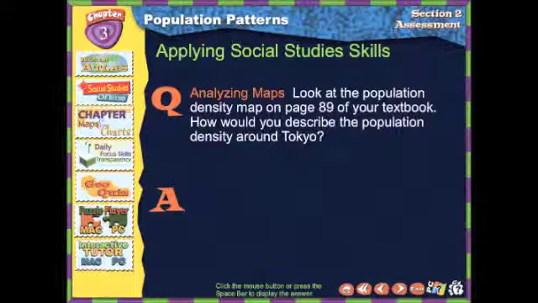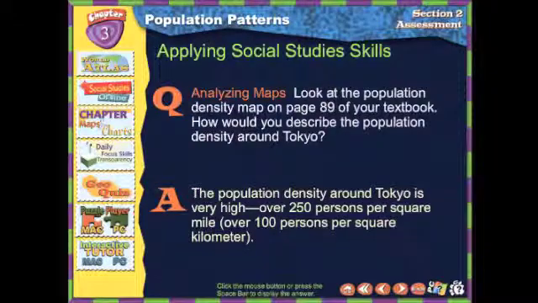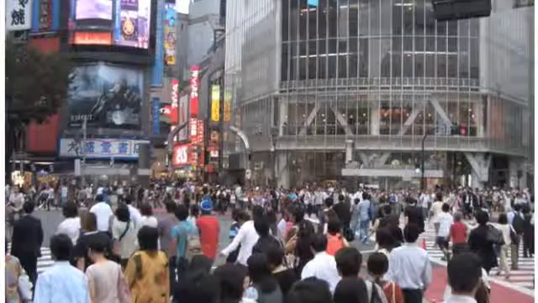Now you're going to open your book, Analyzing Maps. Look at the population density map on page 89 of your textbook. How would you describe the population density around Tokyo? Quickly and quietly open your book to page 89. The population density around Tokyo is very high, over 250 persons per square mile, or over 100 persons per square kilometer. It's a pretty cramped city.